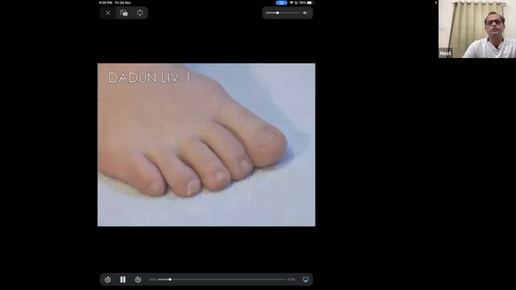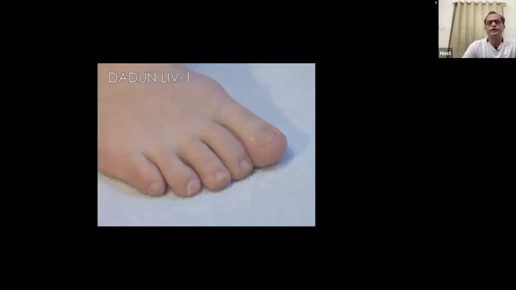Today onwards we will be discussing the liver channel. हम लिवर चैनल की बात करेंगे, बड़े मजेदार बात होने वाली है, इसलिए एकदम अलर्ट रहिएगा. Liver channel starts from the great toe. We'll show you the route of the liver channel. This is the start of the liver channel, starting from the great toe.